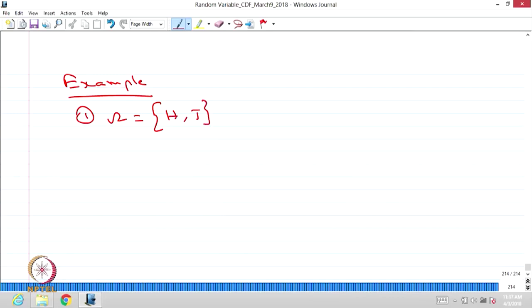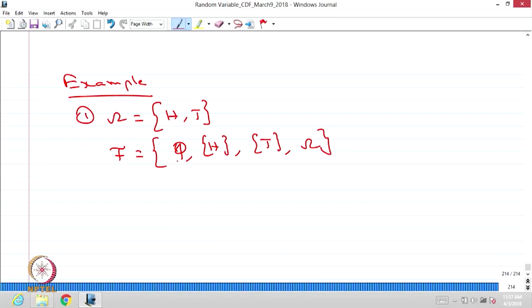We can create the sigma field or sigma algebra on omega, that is F: empty set, singleton element H, tail, and omega. You can verify whether all three conditions of the sigma field are satisfied.